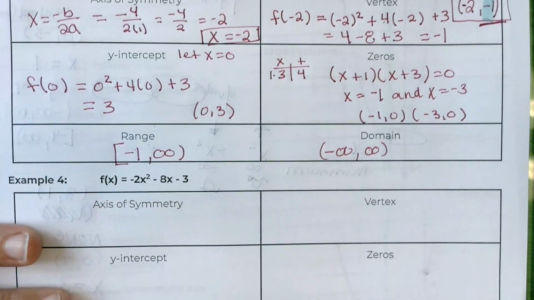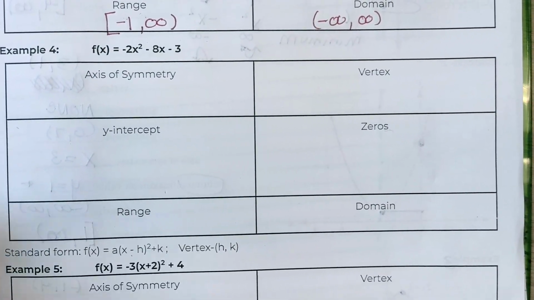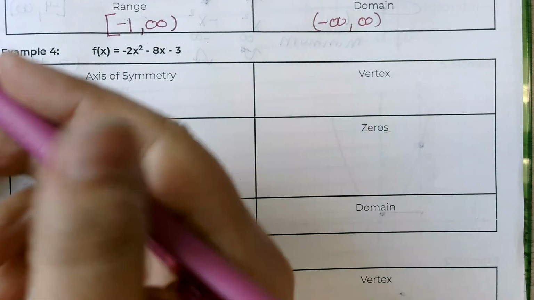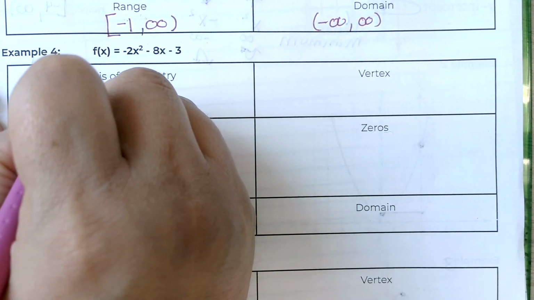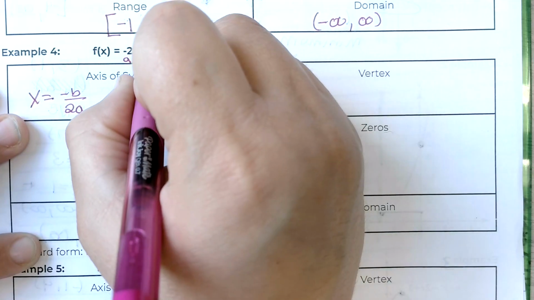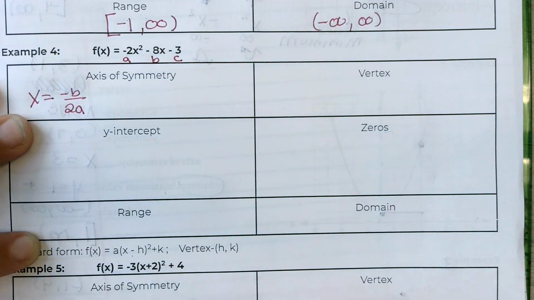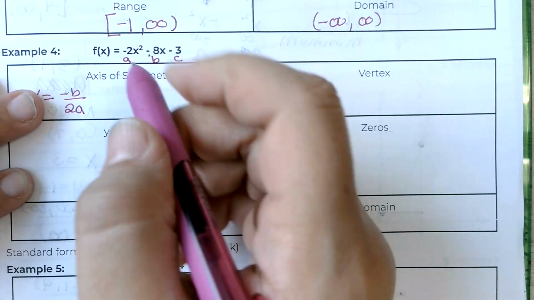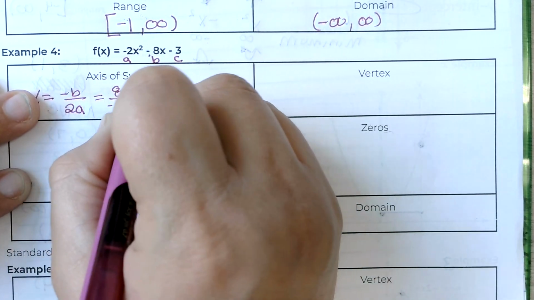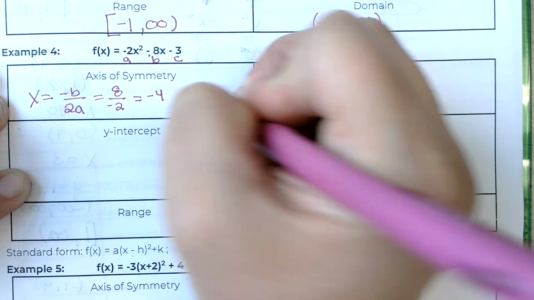Okay, I want to do another example in standard form, and then I have one in vertex form that we can use. Okay, axis of symmetry, x equals -b over 2a. A is -2, b is -8, and c is -3. So I'm going to take the opposite of -8, which is +8, divided by -2, which is -4. So my axis of symmetry is x equals -4.